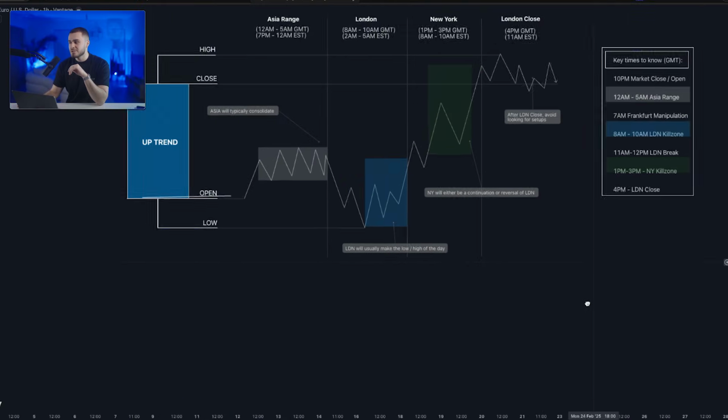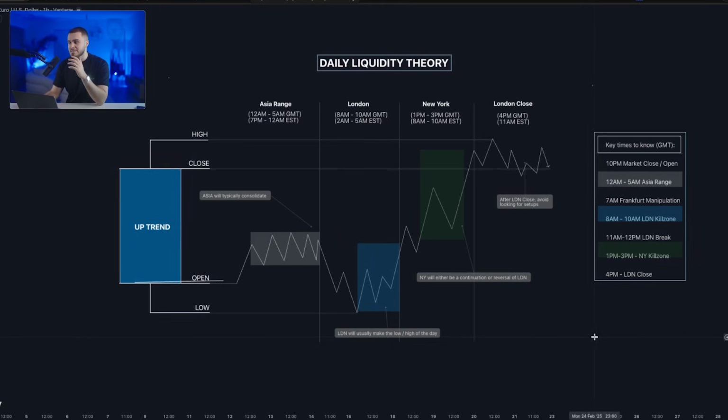Now, how does this compare to the daily time frame? Well, the daily time frame also has its liquidity theory as well. Price eventually opens up at the start of the day. It has that Asia range, which is obviously the consolidation period. We then have London session open up as the manipulation. So price actually sweeps the low again. Remember, in a bullish movement candle, we expect price to sweep below, then continue upwards.